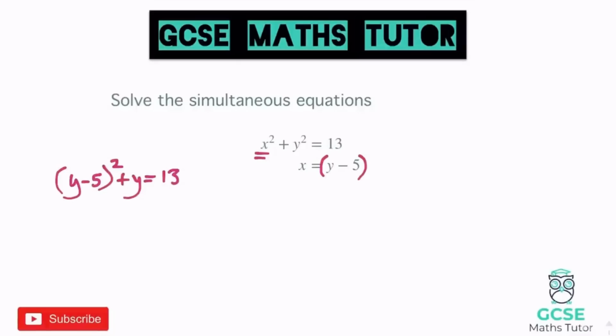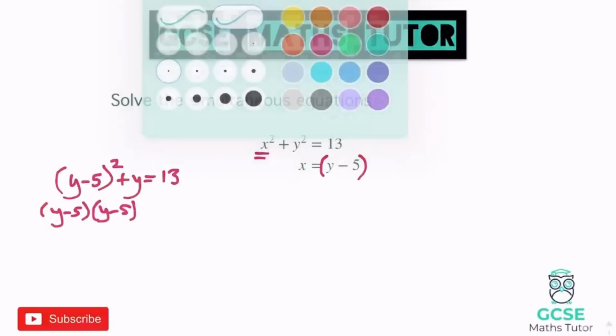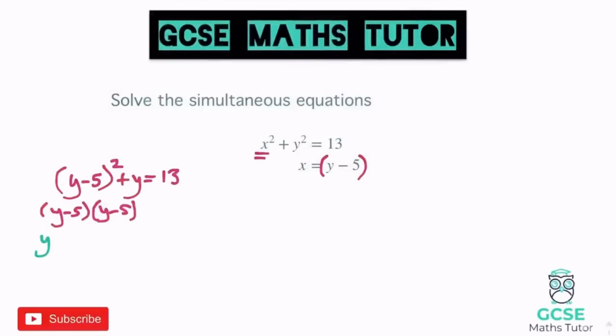So I'm going to expand this bracket to start with. Obviously I'm going to take my time with the first one here, but I might skip a few steps as we move on. That y minus 5 squared is a double bracket, so if we work that out first, we've got y minus 5 times y minus 5. If we expand that, y times y is y squared, and we get minus 5y, minus 5y again, plus 25.